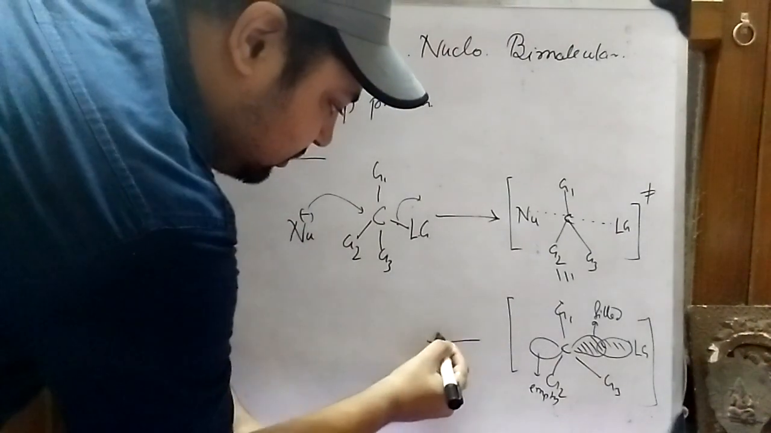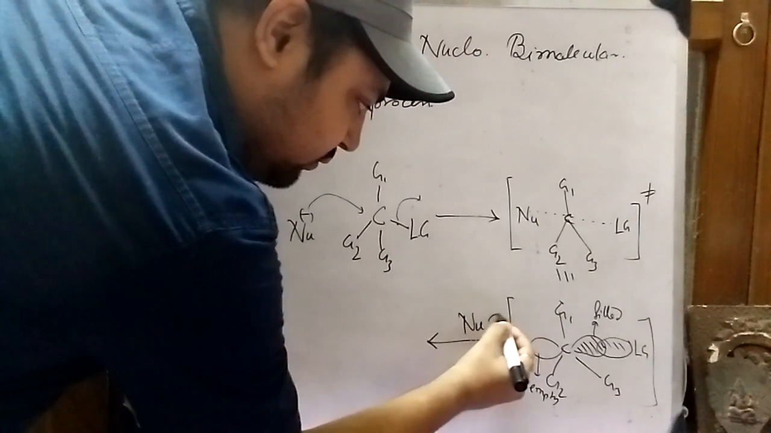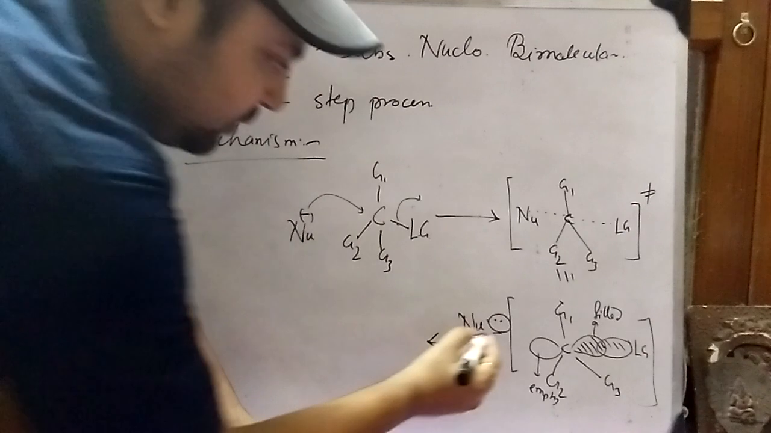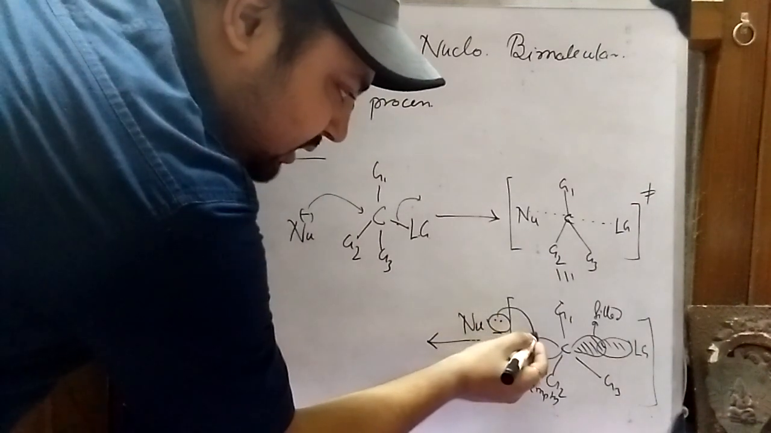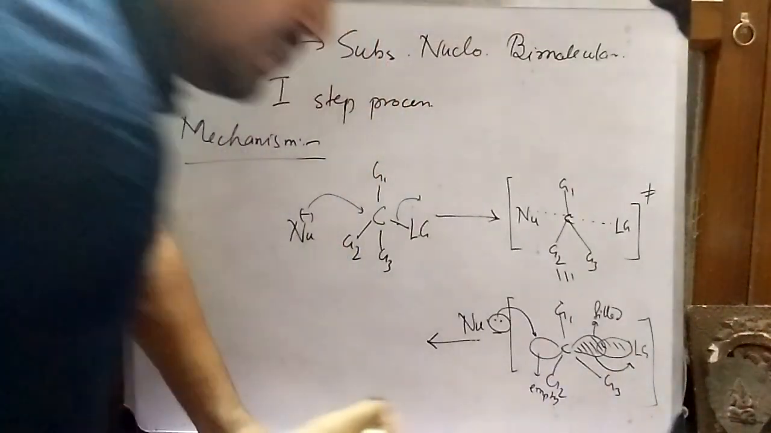So here the nucleophile, and we have already told you that the negative charge is nothing but a lone pair. So here the extra electron is coming here, and the leaving group is drawing this electron towards itself.